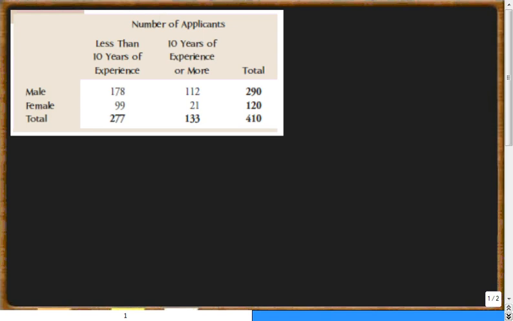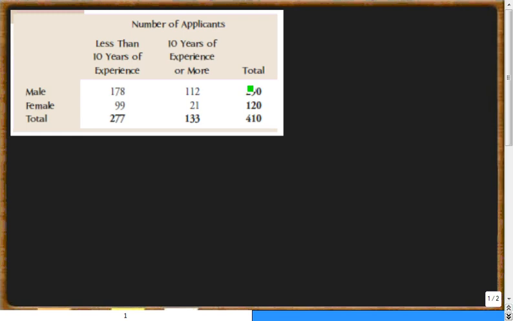Okay, we're going to look at a couple example problems from estimating probabilities empirically and through simulation. So we're looking at applicants for a particular job, and we have them broken down into ones that have less than 10 years experience and ones that have 10 years experience or more, as well as broken down into being males and females.